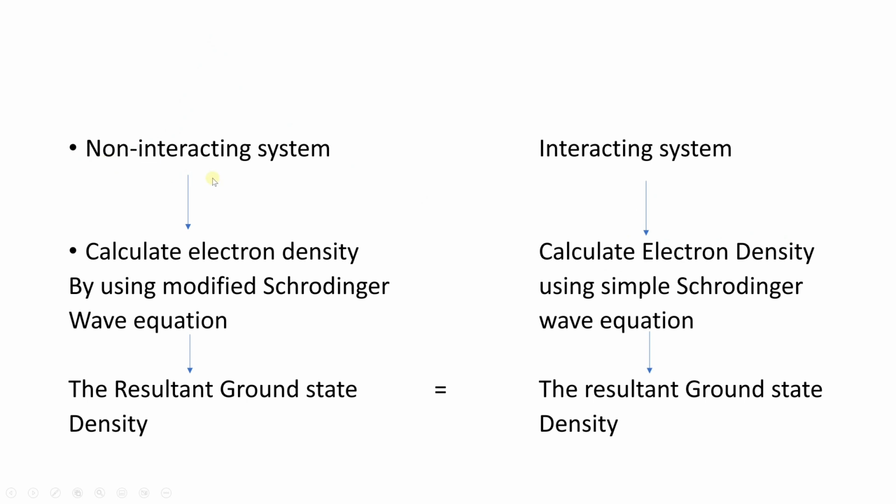What did they do? They considered a non-interacting system and then calculated the electron density by using the modified Schrödinger wave equation, and you will get a resultant ground state density. Whereas now you have to consider an interacting system and calculate the electron density by using the simple Schrödinger wave equation, and you will get a resultant ground state density. So according to Kohn and Sham, the ground state density of a non-interacting system obtained by using the modified Schrödinger wave equation was equal to the ground state electron density of an interacting system obtained by using the simple Schrödinger wave equation. So this was the basic statement of the Kohn-Sham theory.